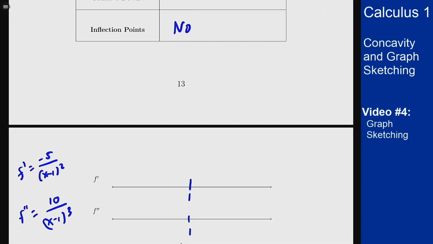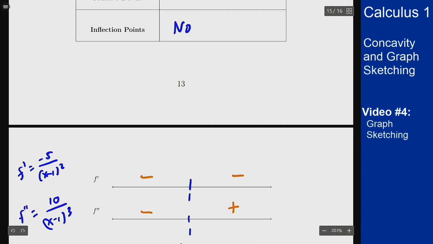So for f prime, what do I get for signs? Well, that function's always negative. It's something over something squared, and there's a negative sign up front. So this will be a minus on both sides. For f double prime, if I plug in 0, I get a negative number, but if I plug in 2, I get a positive number.